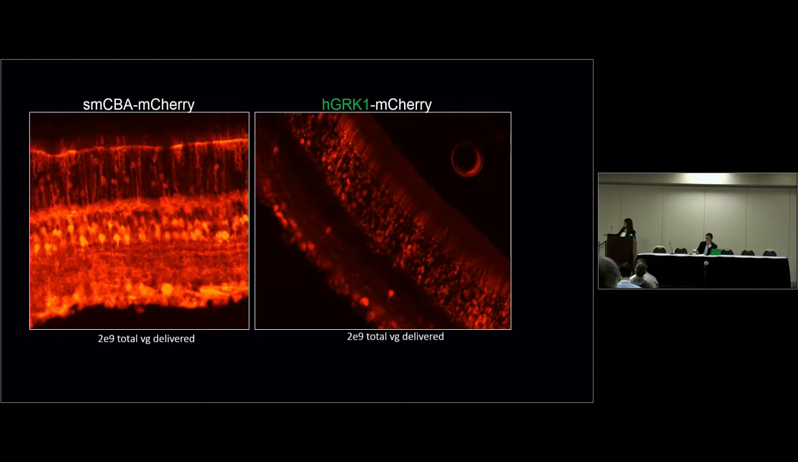So when you use a ubiquitous promoter and you inject one of these strong variants, you can see that basically every cell type in the retina is transduced. I've blown up the contrast here so you can appreciate what's going on in the outer retina. When you pair that variant with a GRK1 or a photoreceptor-specific promoter, you can see how robust the photoreceptor transduction is.